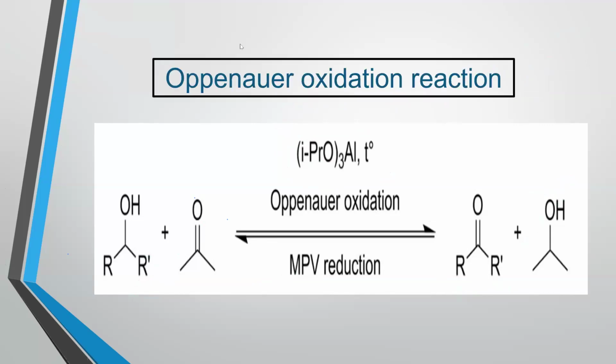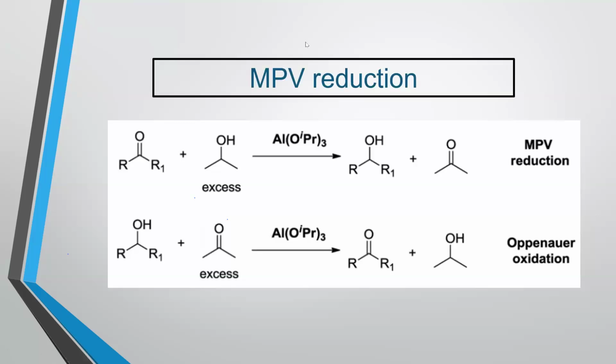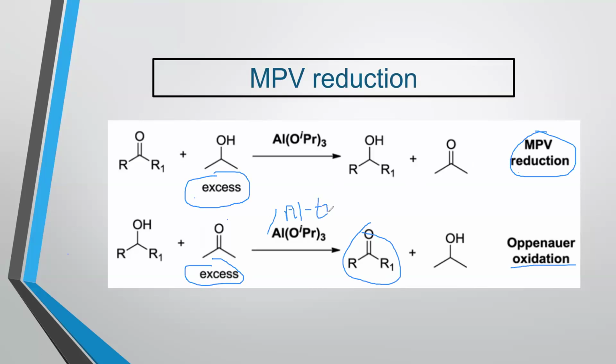So these are Oppenauer oxidation and also the MPV reduction, both. Here is what I was explaining to you. If I use excess ketone, as I have told, then it undergoes the oxidation. And when I use excess isopropyl alcohol, then it undergoes the MPV reduction. And in Oppenauer oxidation, generally they use aluminum tertiary butoxide.